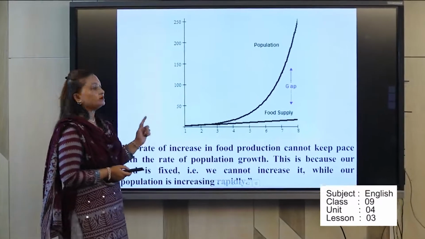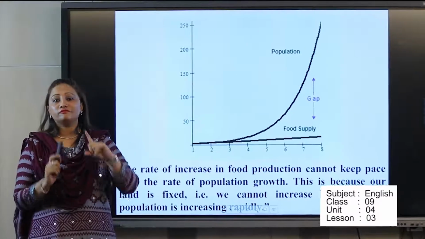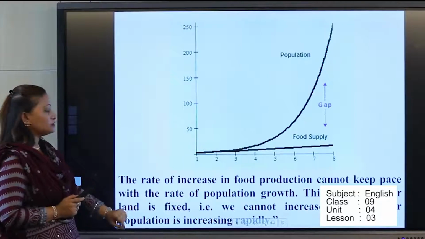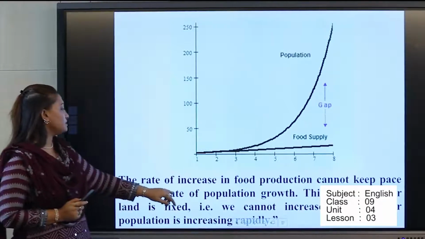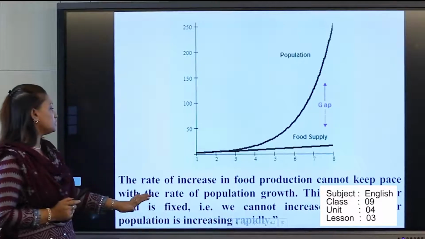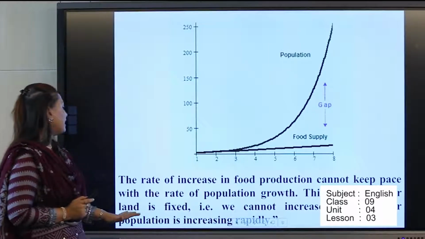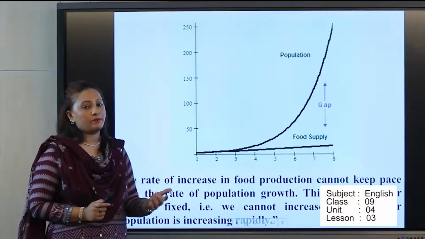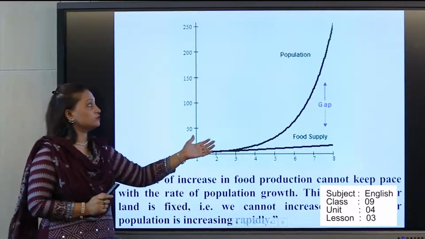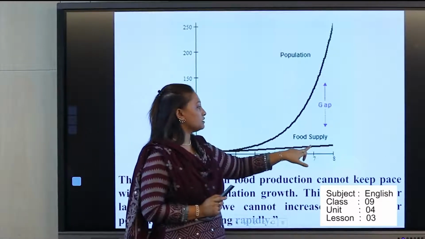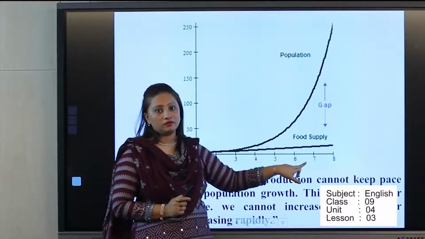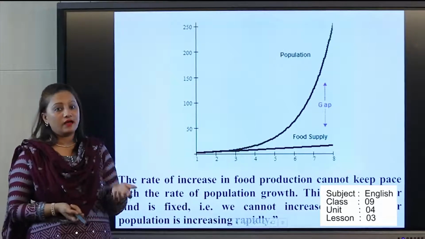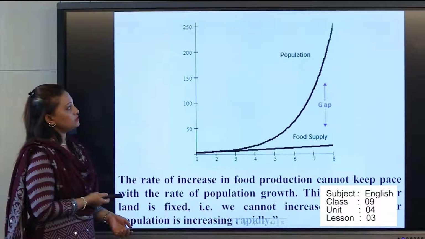Here you can see a graph. Our lesson is about food problems. First we need to read what is written there. The rate of increase in food production cannot keep pace with the rate of population growth. This is because our land is fixed. We cannot increase it while our population is increasing rapidly. Through the graph you can find out our population and our food supply. This is very contradictory, we know that. So through the picture we can get an idea. Our next picture.